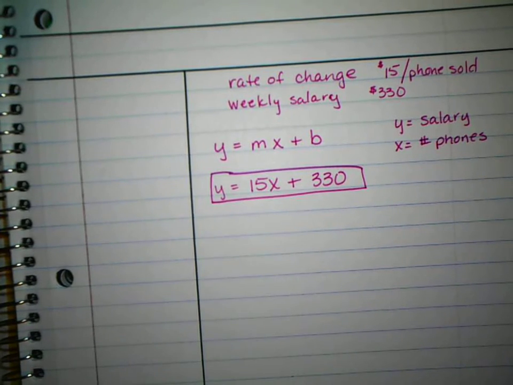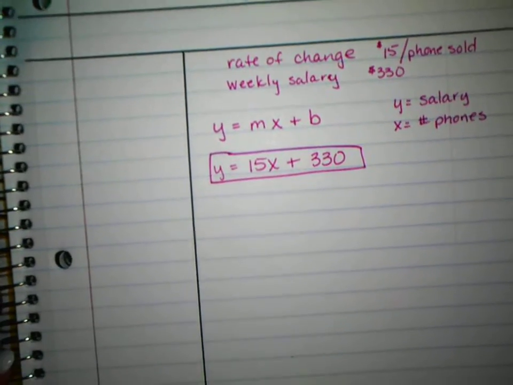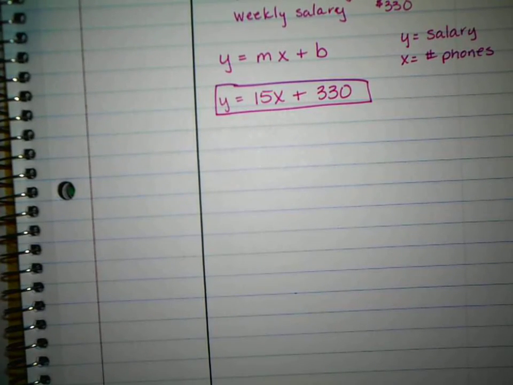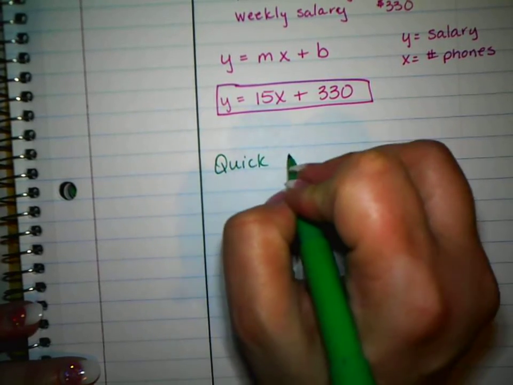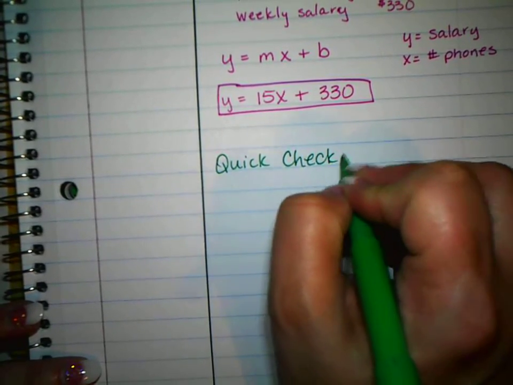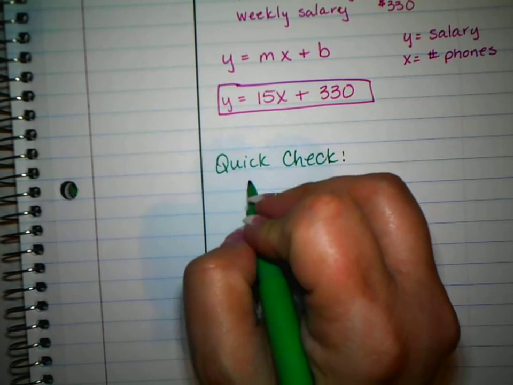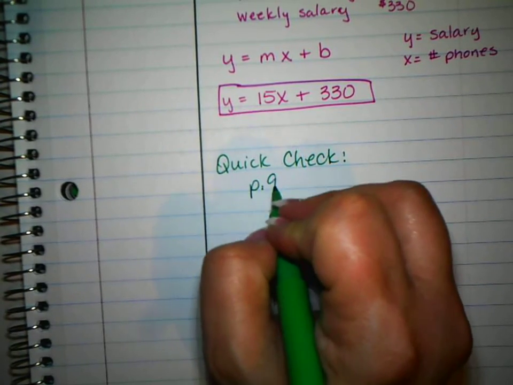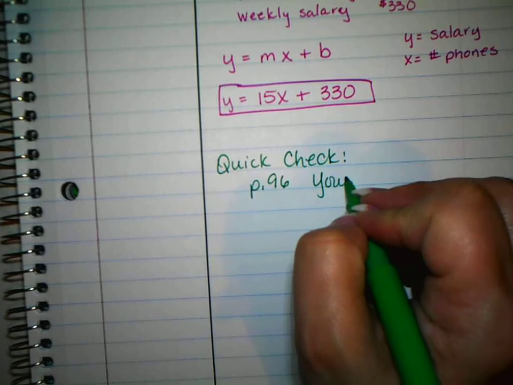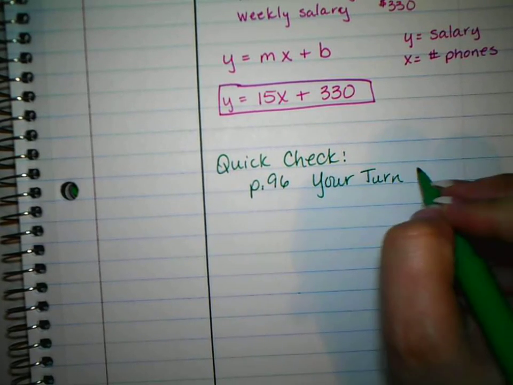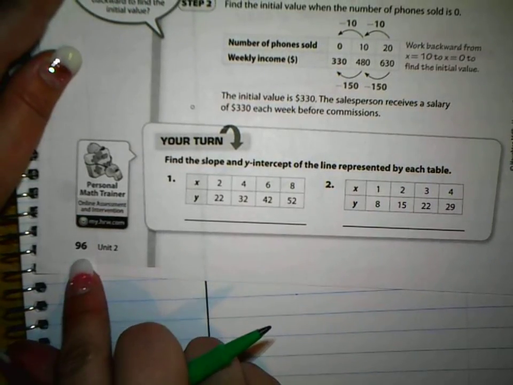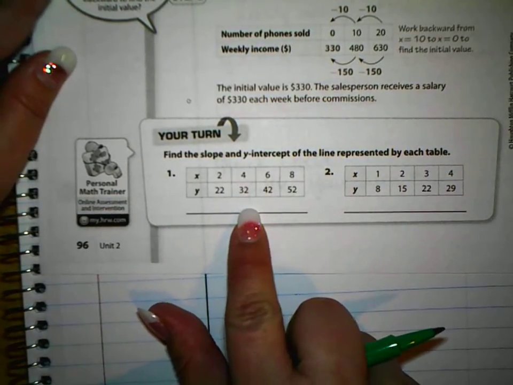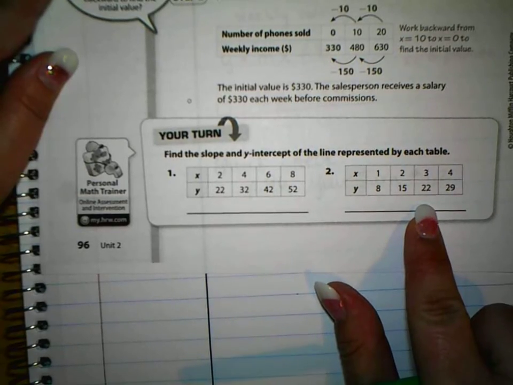Okay, time for the quick check. And your quick check today is page 96, the Your Turn, number 1 and 2. Let me show that to you. Page 96, Your Turn, it's here at the bottom of the page, numbers 1 and 2.